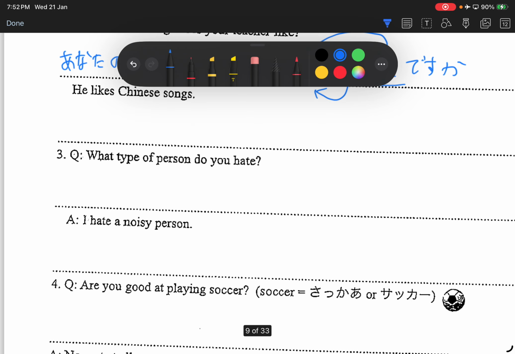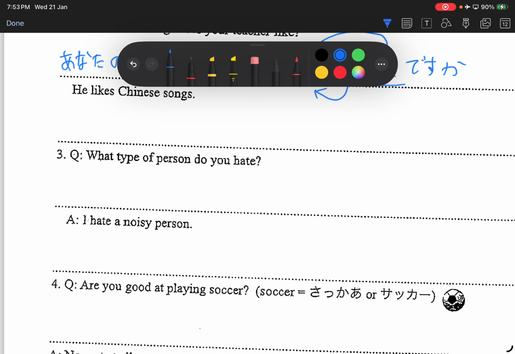Serene, what type of person do you hate? どんな人が嫌いですか？Yes. But she's missing the あなたは. Because previously we were talking about I, but in this case it's you. We're talking about other people, not yourself. So あなたはどんな人が嫌いですか?